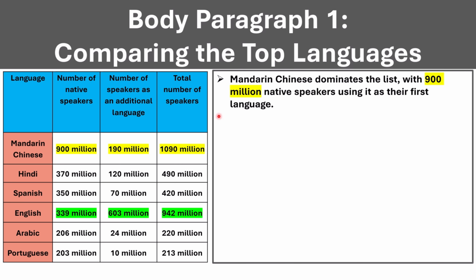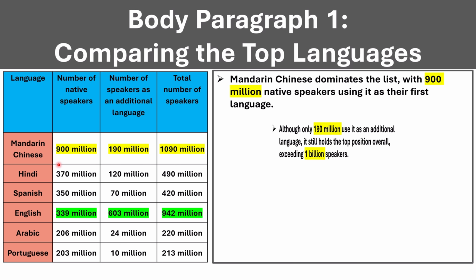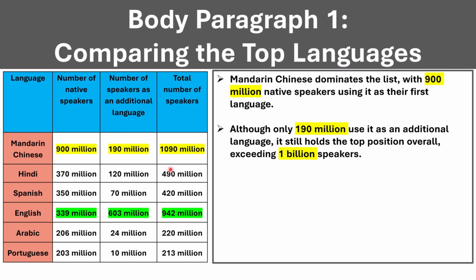Mandarin Chinese dominates the list, with 900 million native speakers using it as their first language. This uses an appropriate verb, dominates, and reports the highest figure for native speakers. Next, we contrast it with the number of additional users.